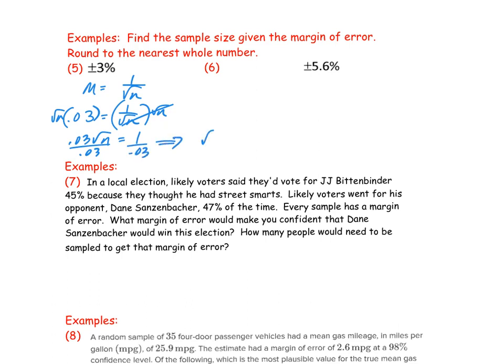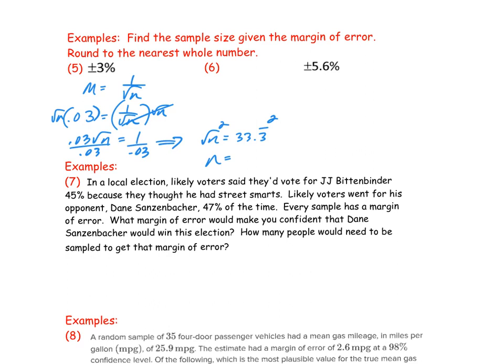So I got root n equals 1 divided by 0.03. So in my calculator, I get 33.3 repeating. And then to get rid of the root, remember we just finished a unit on this, you square both sides. So n equals 33 and a third squared.